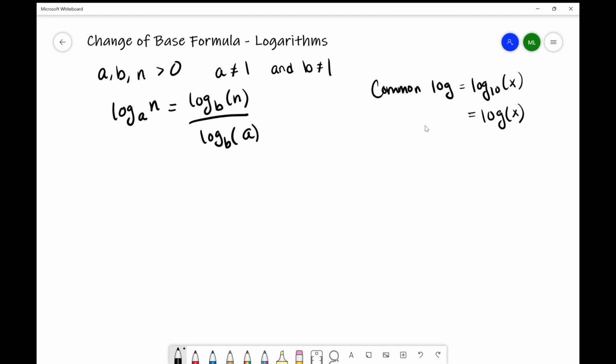So I can use any b basically as long as it's a positive number, and then I can have log base b of n over log base b of a.